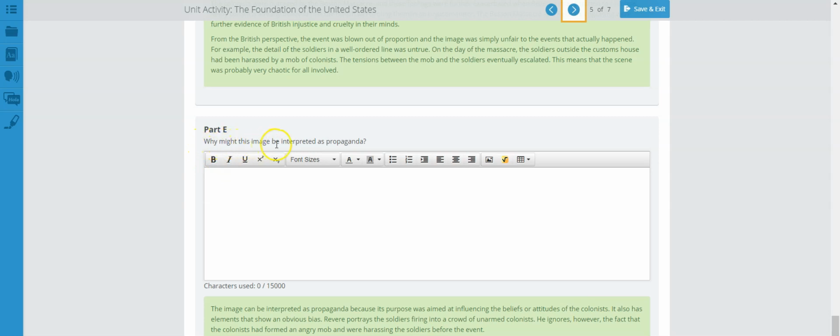Why might this image be interpreted as propaganda? Well, first of all, you need to define what propaganda is. Once you know what propaganda is, then you can go back and say, was this image just trying to sell an image of putting the British in a bad situation? Or was it true what happened in terms of the British soldiers firing at the colonists? I don't know. You need to tell me that in your own words. Let's move on to the next part of this activity.